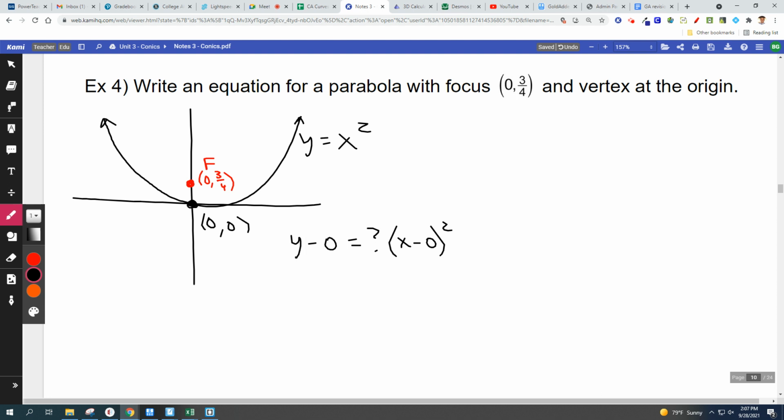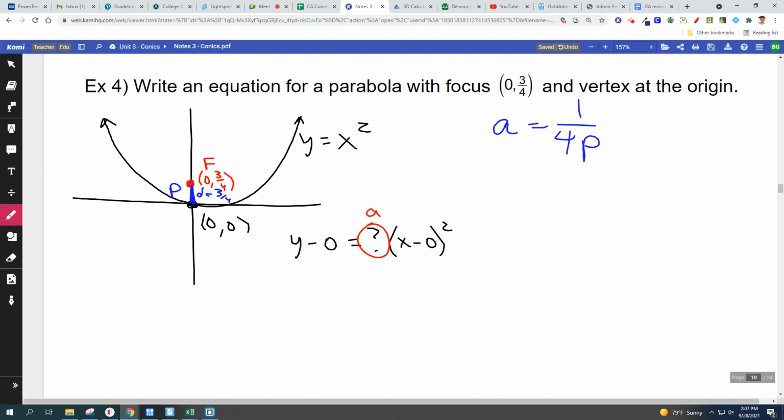But what's missing is this number right here, which is a. We need to know that number. Well, we have a formula for that. A equals 1 over 4p. In this case, they didn't tell us outright, but our picture implies that that distance right there is just 3/4. That's p. P is that distance.